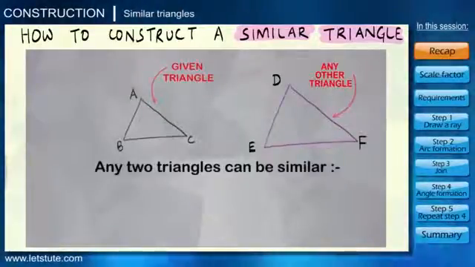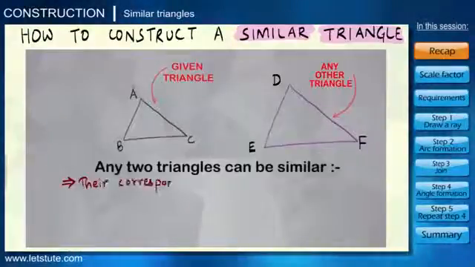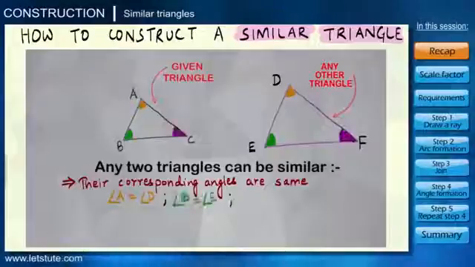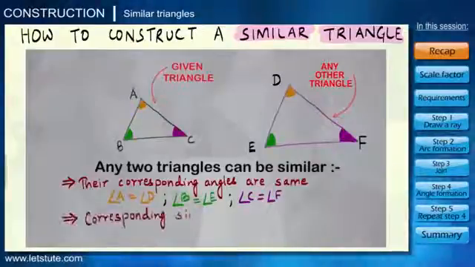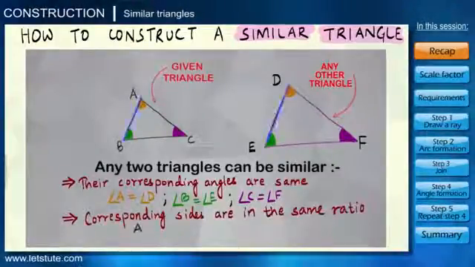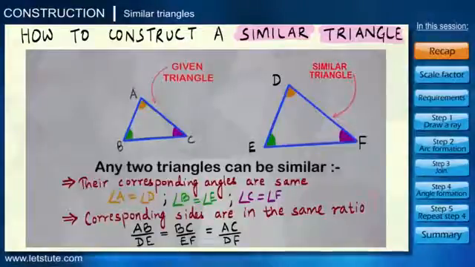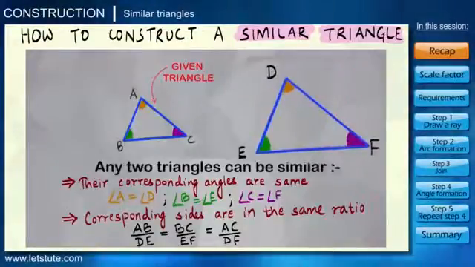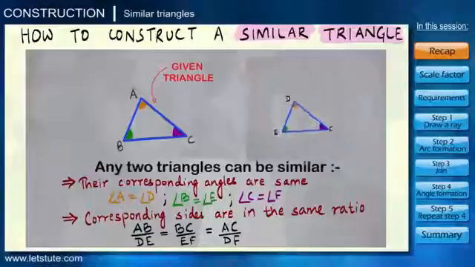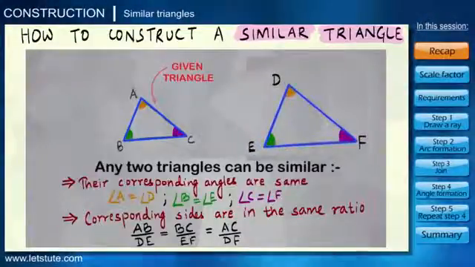this one? We have learned in our previous session that it happens whenever corresponding angles between them are the same and corresponding sides are in the same ratio. And as long as these criteria are satisfied, the size of the triangle won't matter. It can be bigger than the given triangle or smaller or even an exact photocopy, right?